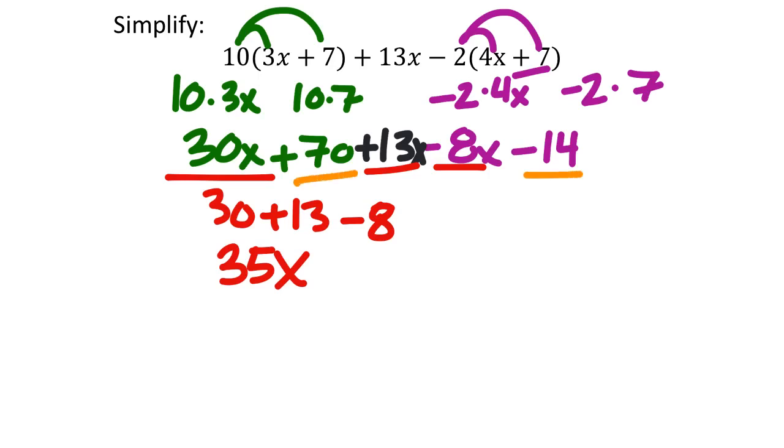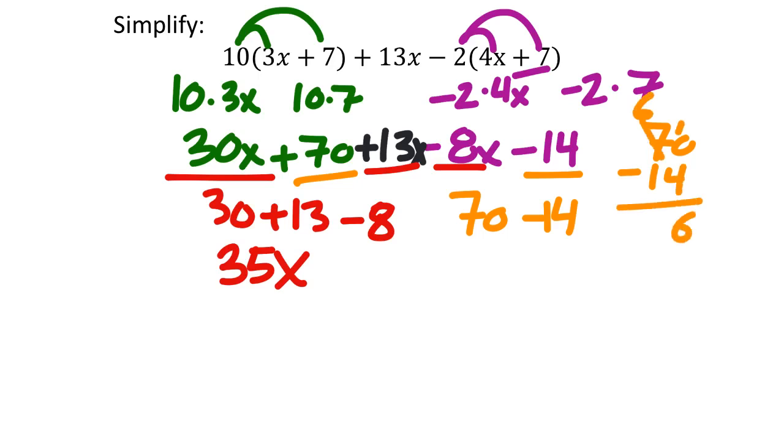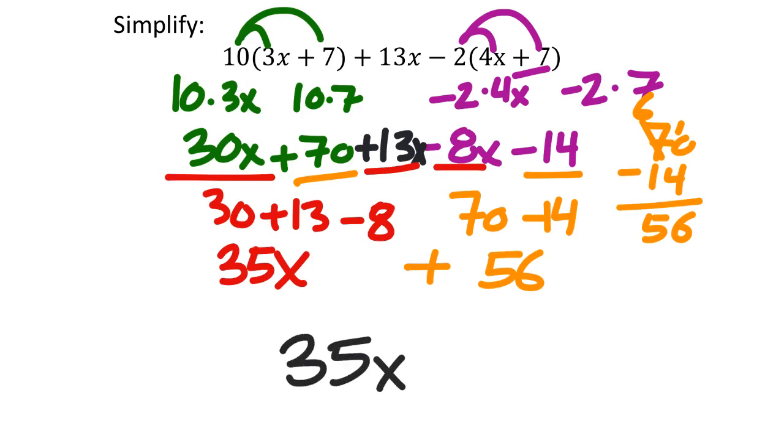Next up, I need to focus on the constant terms, which are 70 and negative 14. So that's really just 70 minus 14. 70 minus 14, we'll show the work for that one. 70 minus 14, we'll borrow. 10 minus 4 is 6. 6 minus 1 is 5. And that's positive 56, so I would show it as plus 56. So my final expression, 35x, and a positive 56.